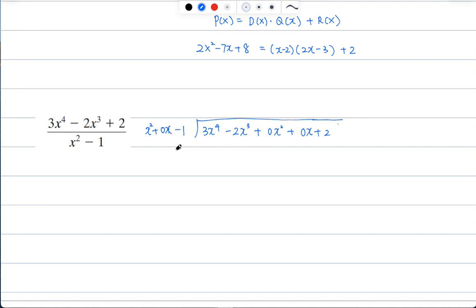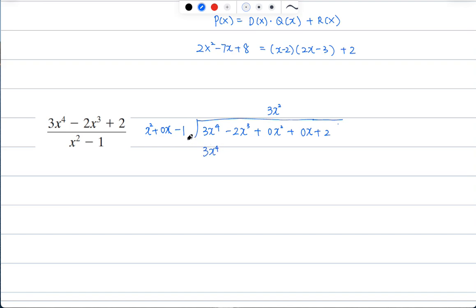So from here, the divisor is the same thing. 3x fourth power divided by x squared, so the quotient should be 3x squared. That is the first term. I'm going to start right here with 3x squared.